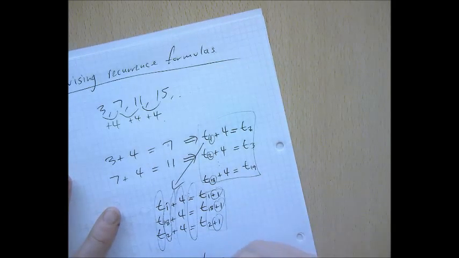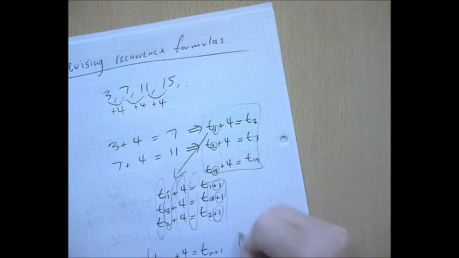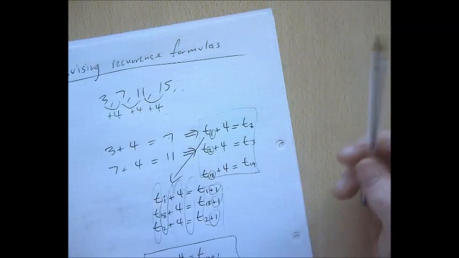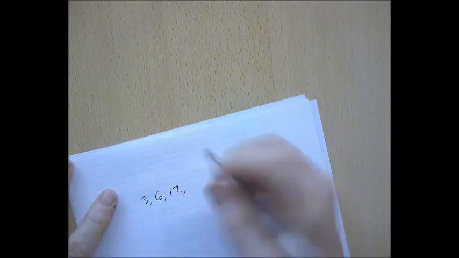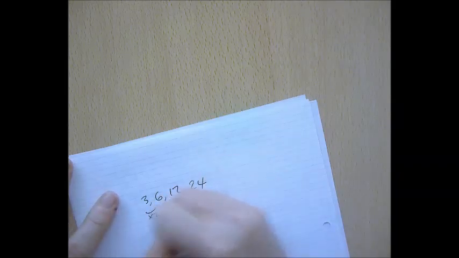Because the whole point of algebra is to talk about a whole bunch of examples at once. And that is your recurrence formula. It's just an algebraic expression of all the particular examples. I'll give you another example. So, let's say, I don't know, 3, 6, 12, 24. What's doubling here?